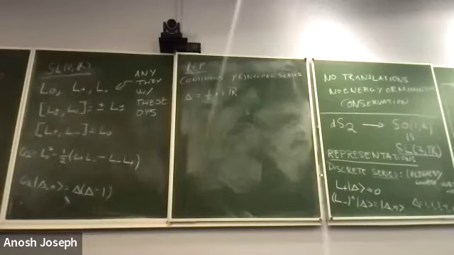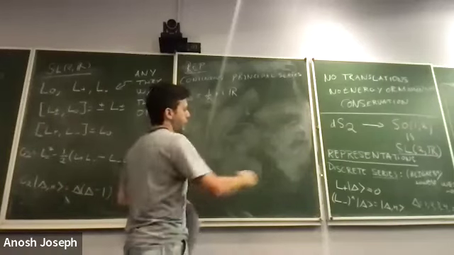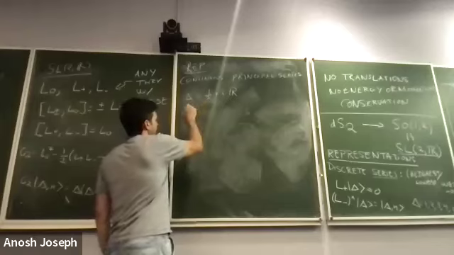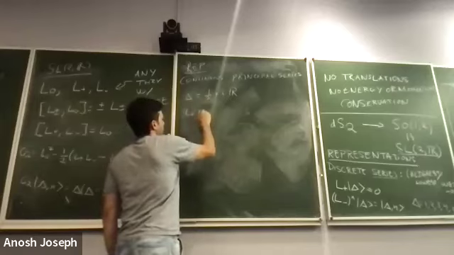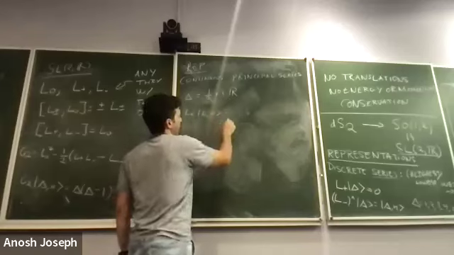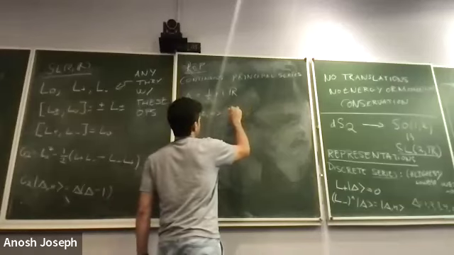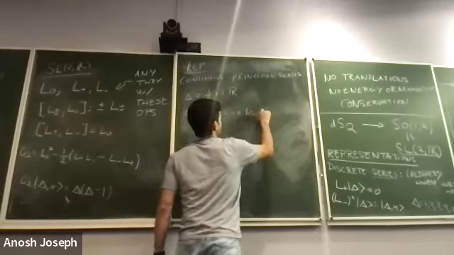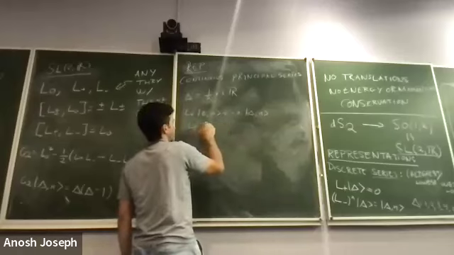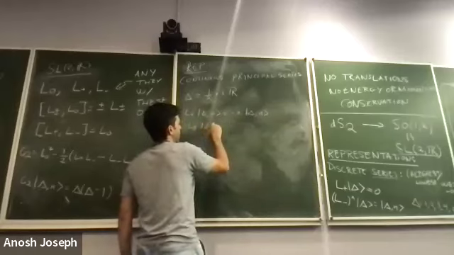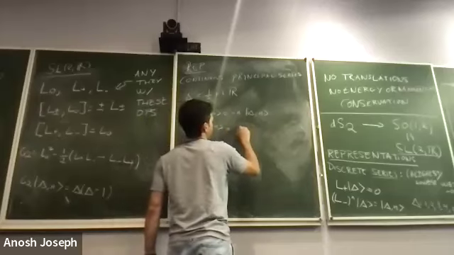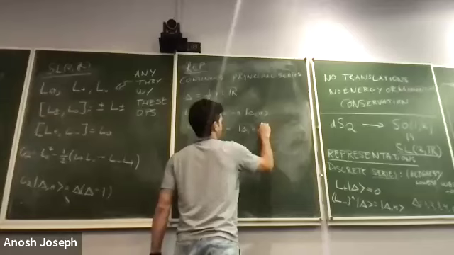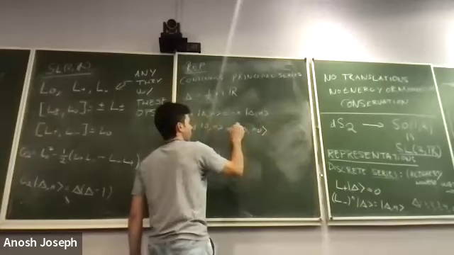Okay, so the way that this representation works is, if I have L0 acting on the state delta comma n, then this is equal to n, and L plus and minus just raise or lower this n by one, with some coefficient.